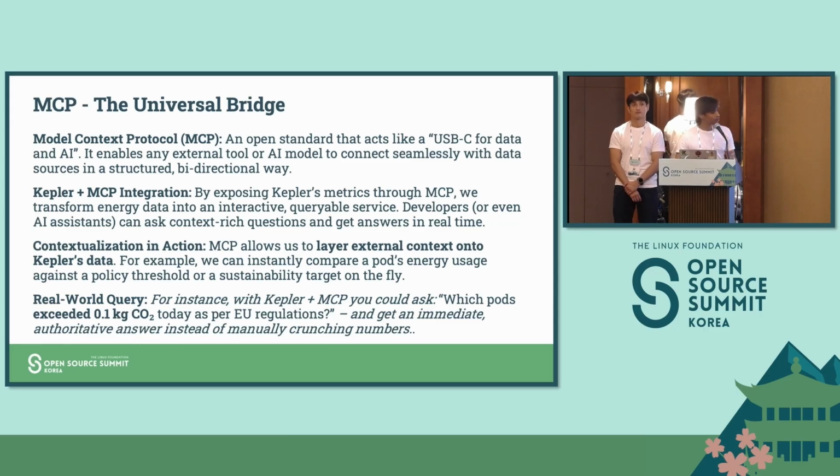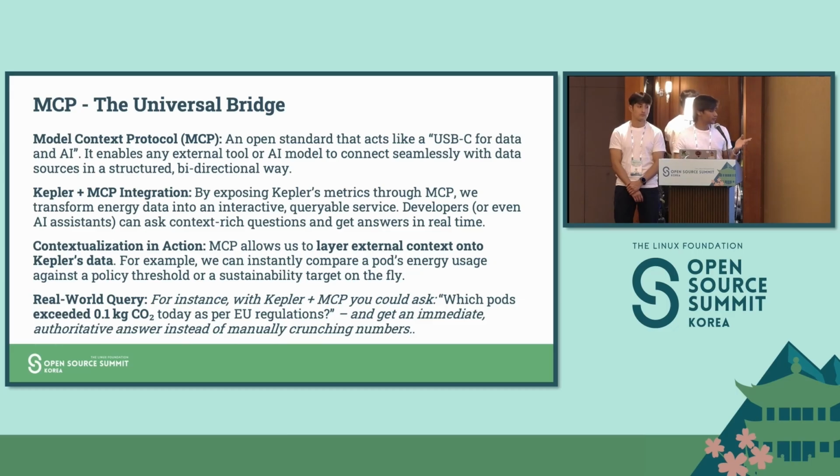To make it concrete, think of a real-world question: which pod exceeds 0.1 kilos of CO2 emissions today, as per the EU regulations? That kind of context is not present. If I need to do it manually, I'll get the information from Kepler, then the context I got previously, SLA limits and regulations, and put it all in a spreadsheet and do all of this manually. As of now, there's no solution for this part. So that's where our presentation comes into the picture.